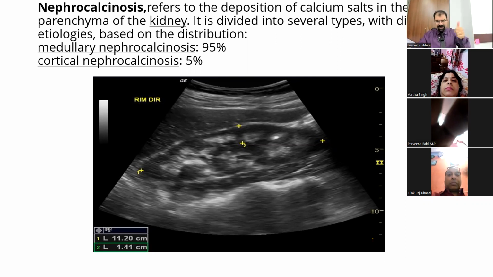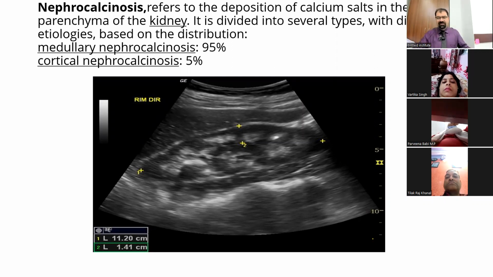So that is point number one. Point number two, if I am having nephrocalcinosis, it will not have a shadow, whereas this calculus will have a shadow. Okay, so this way. Now, how much is the percentage? This is there in the abdominal course. Medullary nephrocalcinosis has 95% of the chances, and cortical nephrocalcinosis is only 5%. So this way you can differentiate whether you are dealing with nephrocalcinosis or a renal calculus. It is very easy.